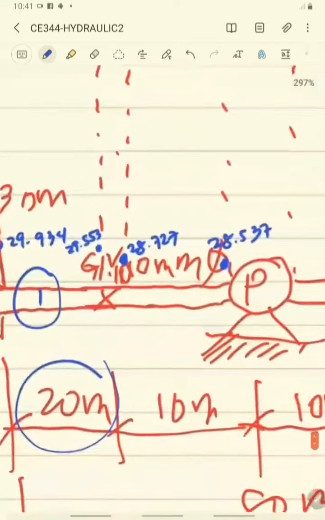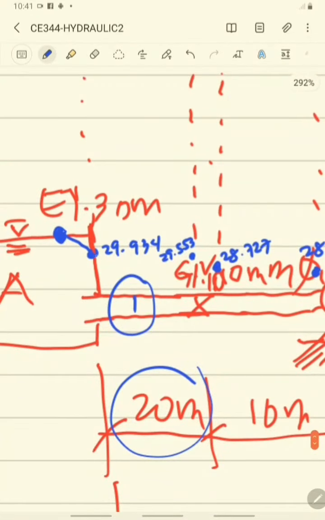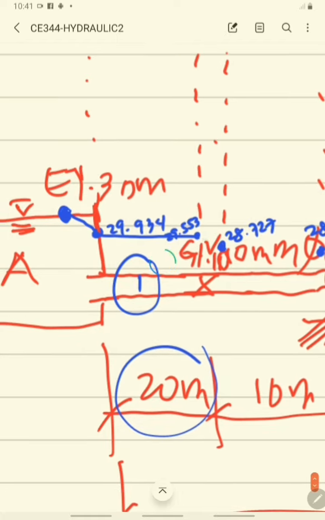Then we have to sketch. Okay, we sketch, which we will connect all the points. Then here we will connect all the points.